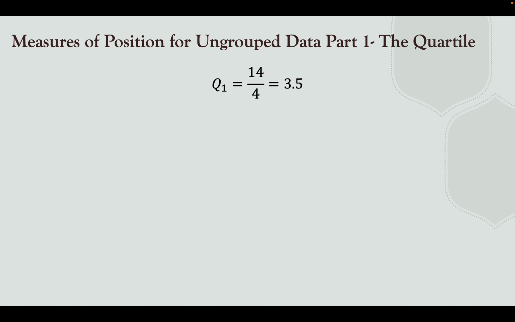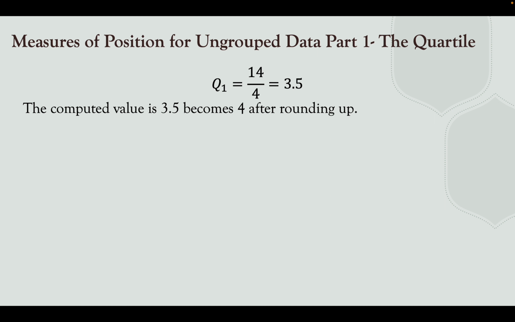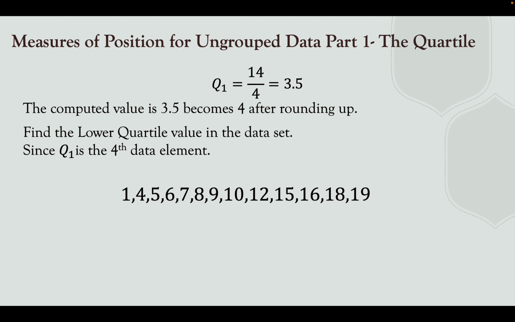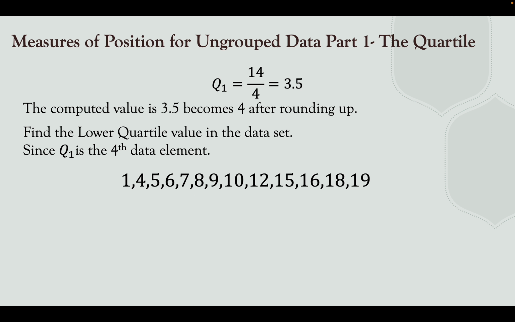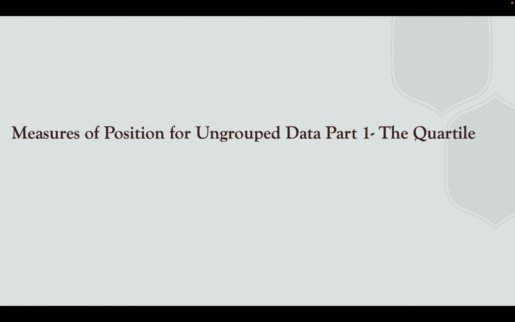13 plus 1, we have 14. And then 14 times 1, we have 14. 14 divided by 4, we have 3.5. The computed value, 3.5, becomes 4 after rounding up. So, find the lower quartile value, which is the fourth data element. So, that means your lower quartile is 6.